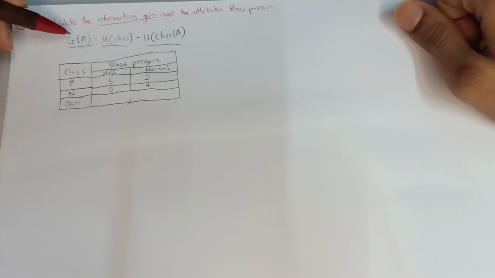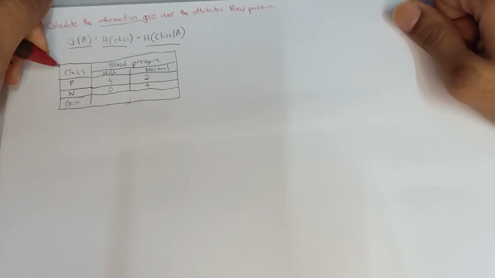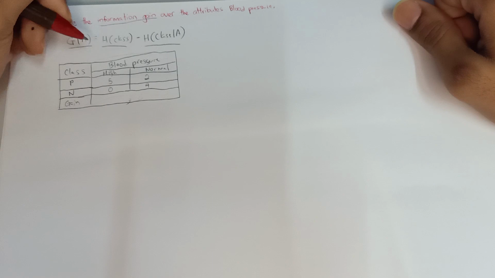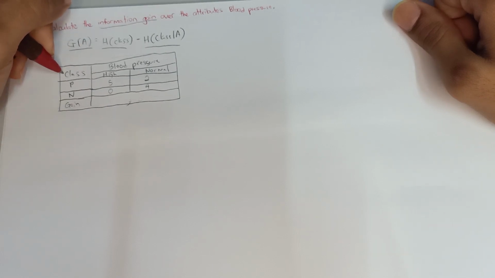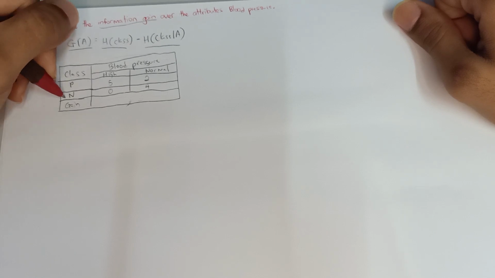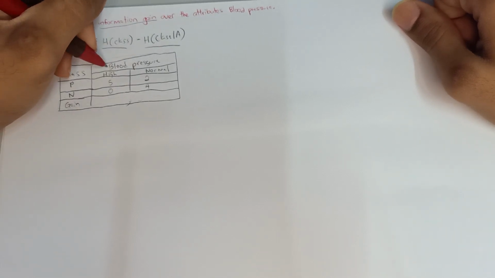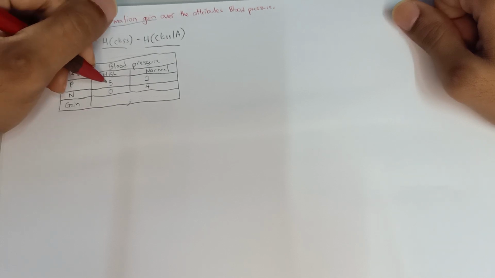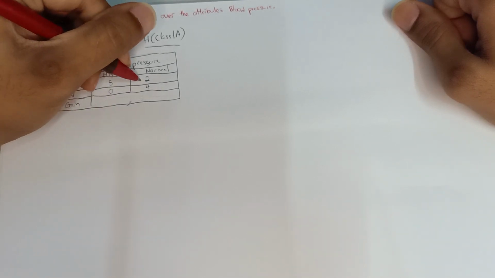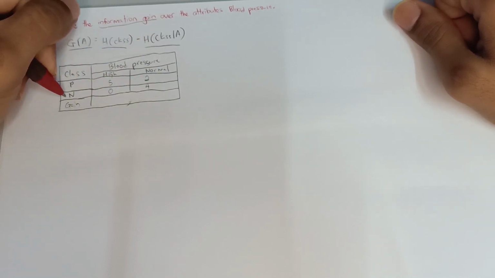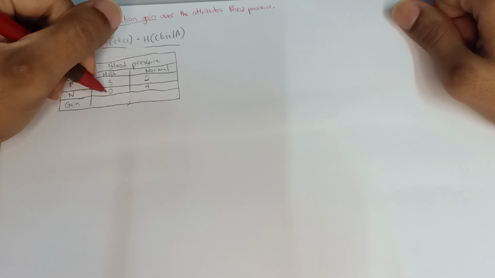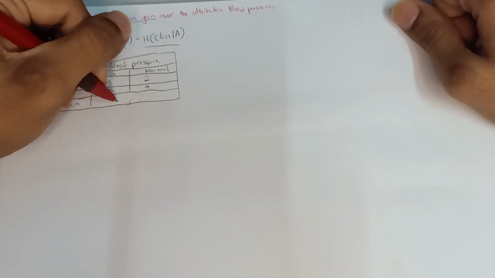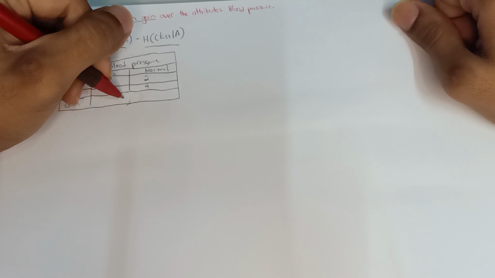So before we start to calculate the information gain, always practice making a small table like this. The classes given in the table are class P and class N, whereas the blood pressure is high and normal. So for class P, we have 5 high blood pressures and 2 normal blood pressures. For class N, we have 0 high blood pressure and 4 normal blood pressures. And this is what we are going to use to calculate the information gain.